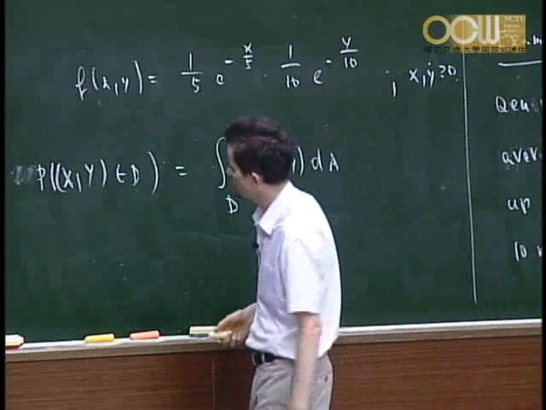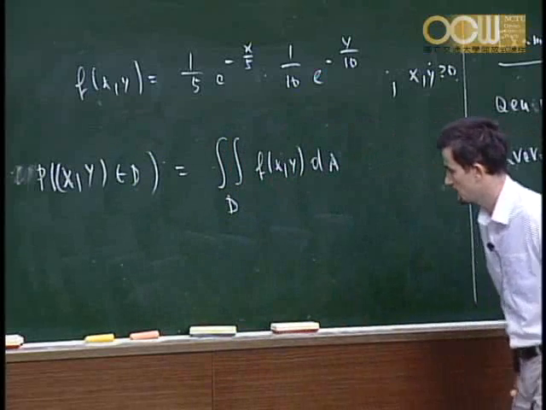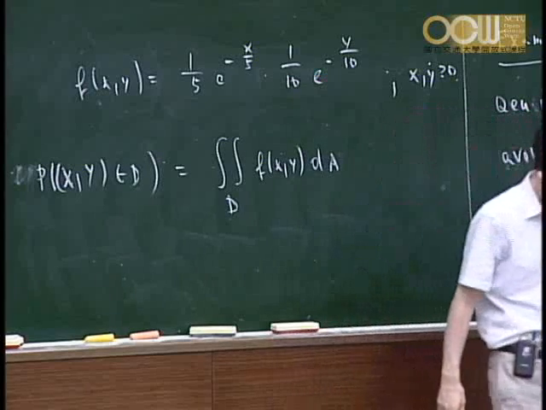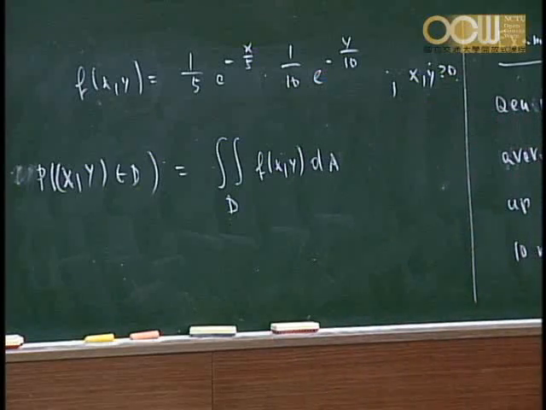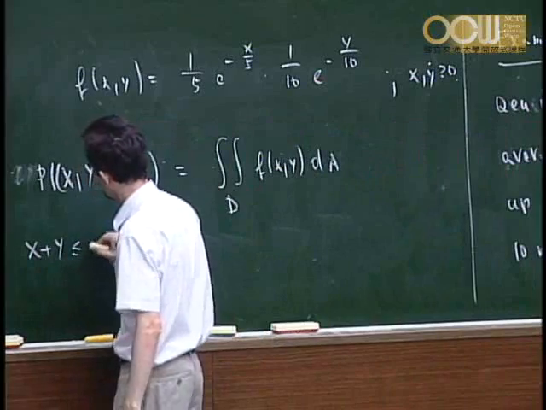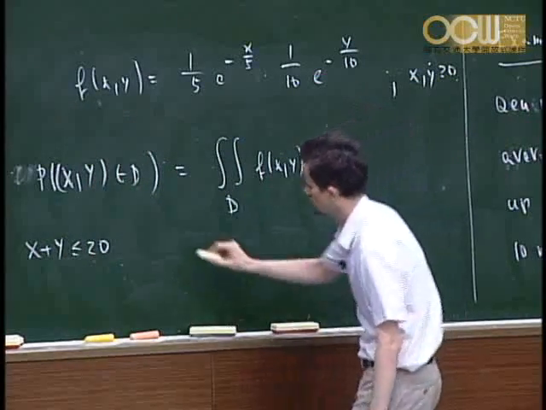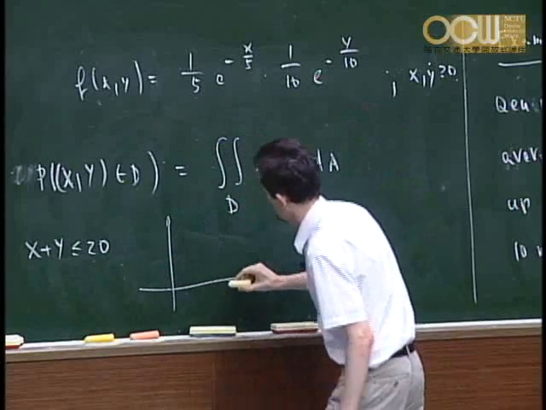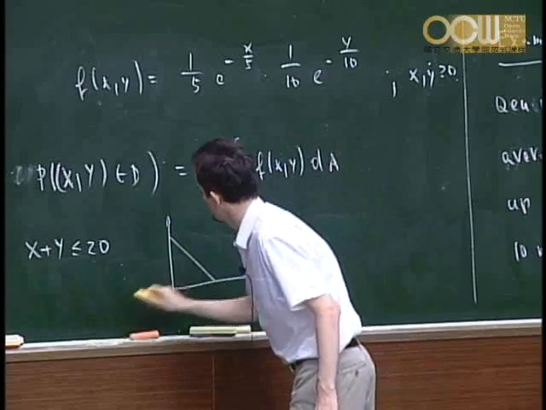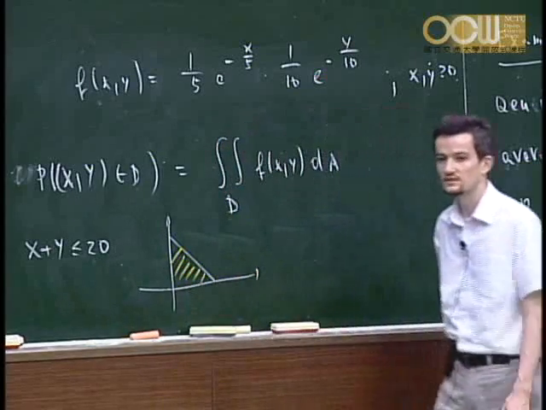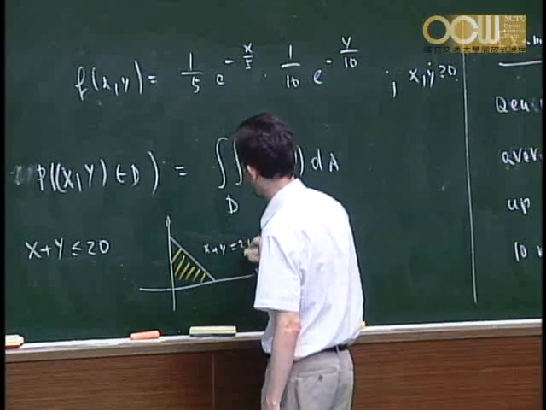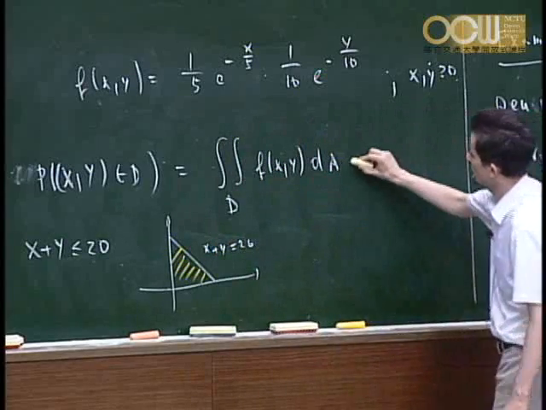And if you want to know, under this situation, what is the probability that you have to wait less than 20 minutes, this means that x plus y is smaller or equal than 20. So you have to look at this region. x plus y equal to 20 will give you such a line, and this will be the region over which you have to integrate, where this line is x plus y equal to 20.